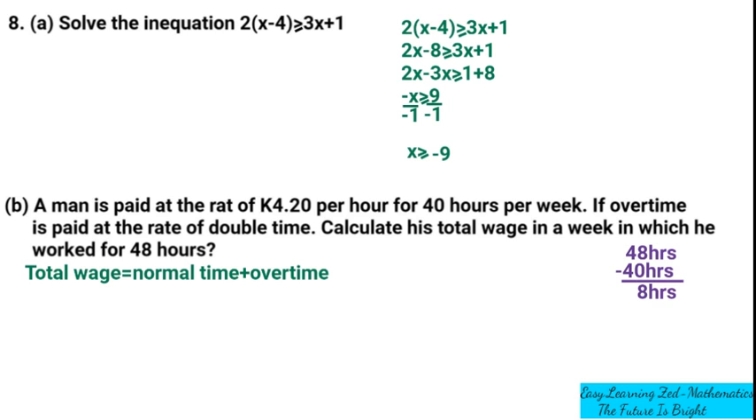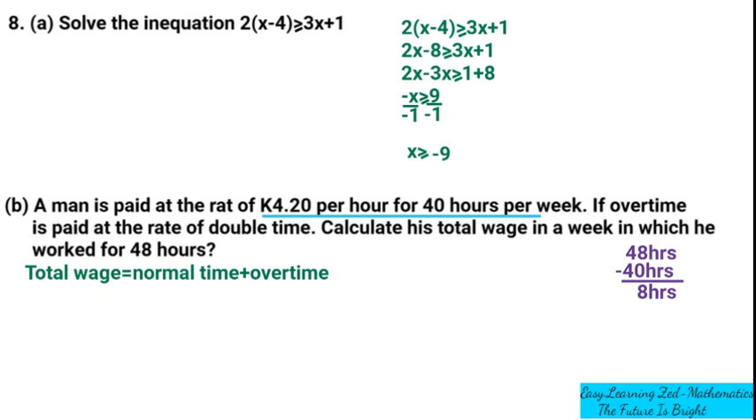So what we are going to do is calculate how much he earned when he worked normal hours, then we add the amount of money he earned using overtime. So normal hours, we are told that it's 40 hours in a week. And per hour, after working 40 hours, your wage is calculated that every hour you earn 4.2 kwacha per hour.